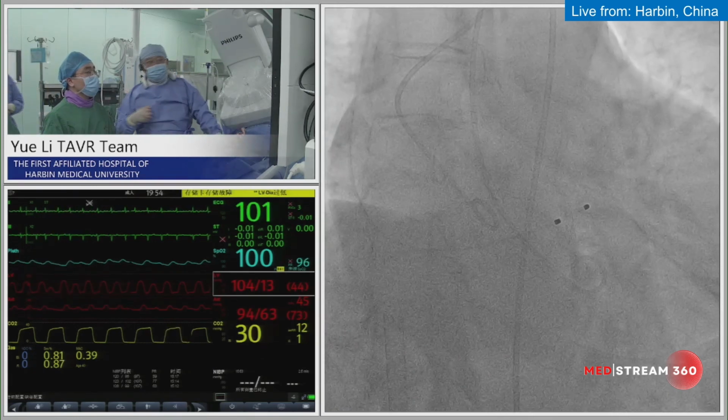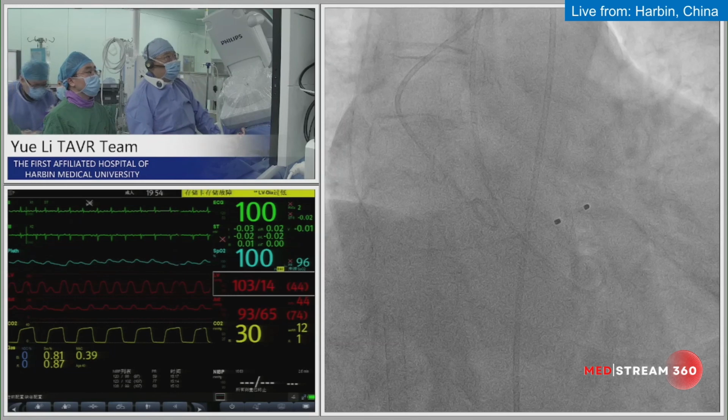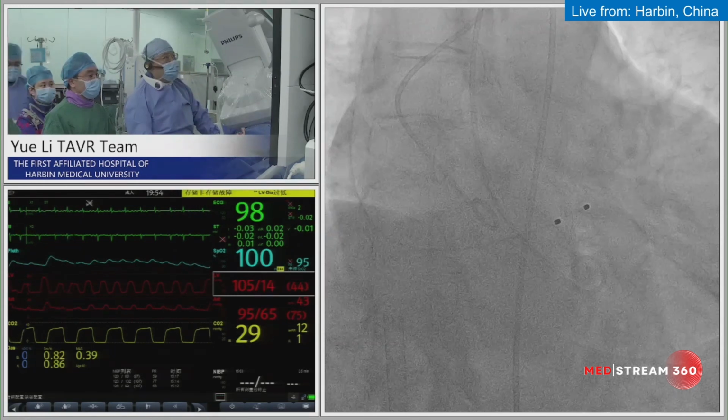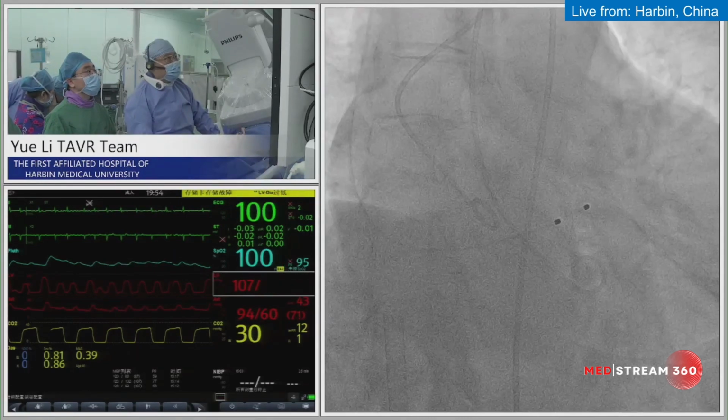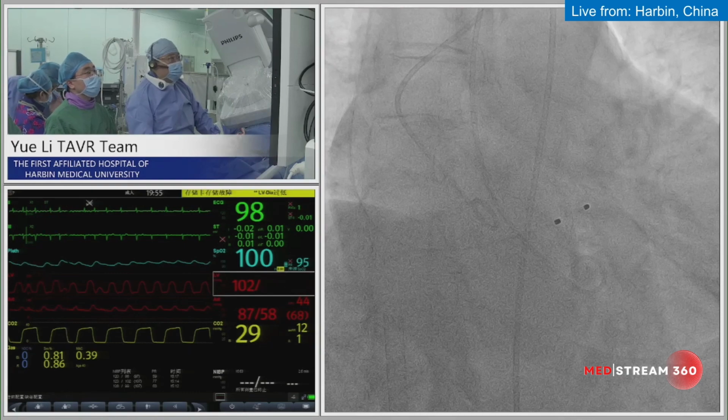Open. Okay. Now we can screen, after pressing the airway button and checking the pressure of the AO.